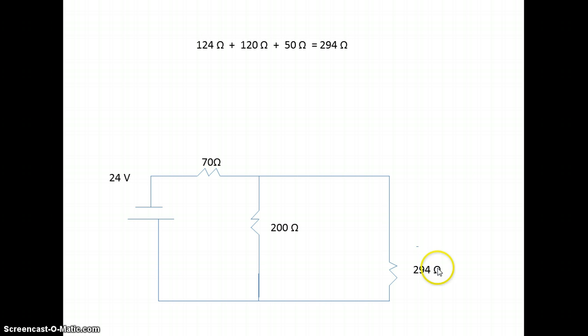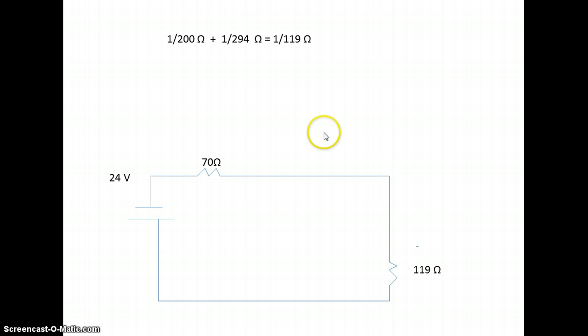So clearly you see a parallel circuit right here. So you can do 1 over 200 plus 1 over 294, since they're in a parallel arrangement, and you get 119 ohms. And finally, you're left with one big series.